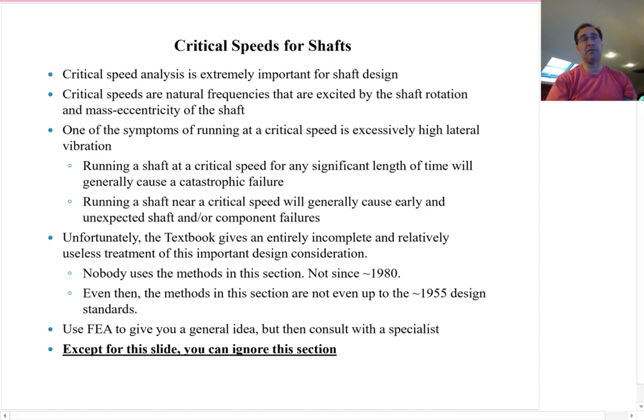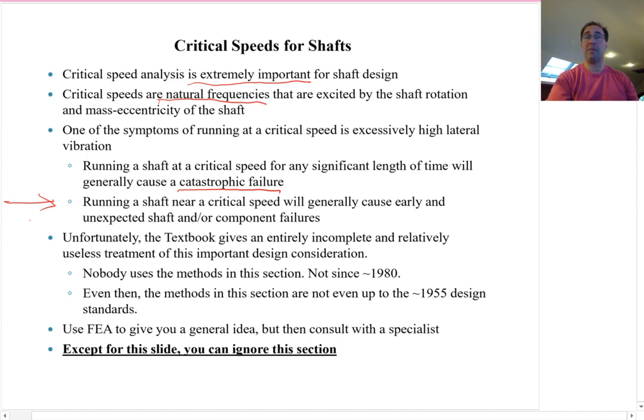Critical speeds for shafts. This is extremely important. If you hit a critical speed and stay there, a critical speed is essentially a natural frequency. So if you stay at a natural frequency for too long, you will potentially blow the shaft to pieces. Catastrophic failure. That's what happens. Clearly, it's important to know what your critical speeds are, so that you avoid running your shaft at that critical speed. So you want to avoid running your shaft near a critical speed. It's a natural frequency.